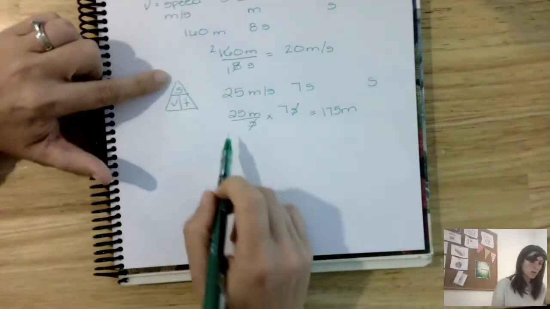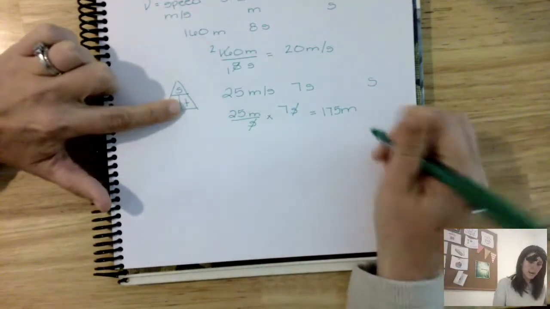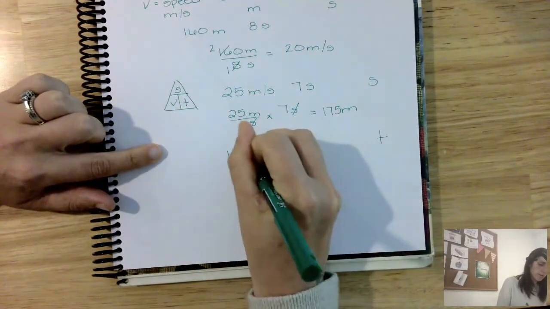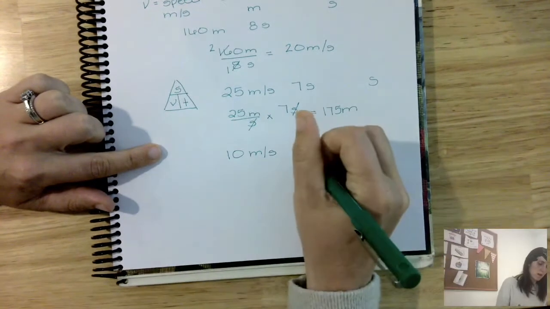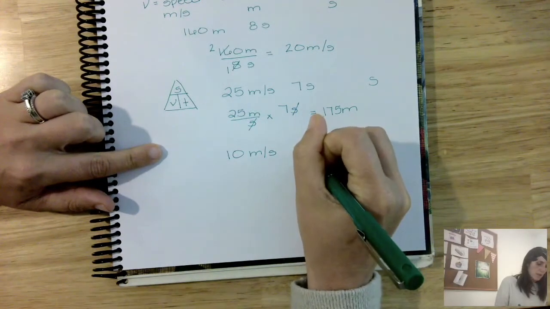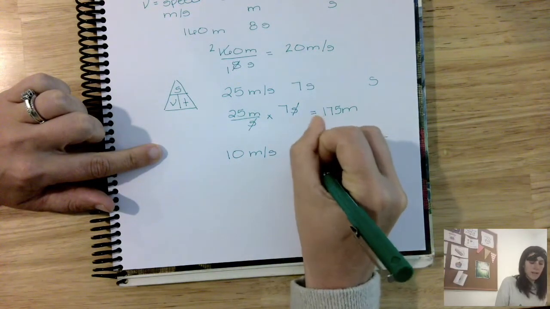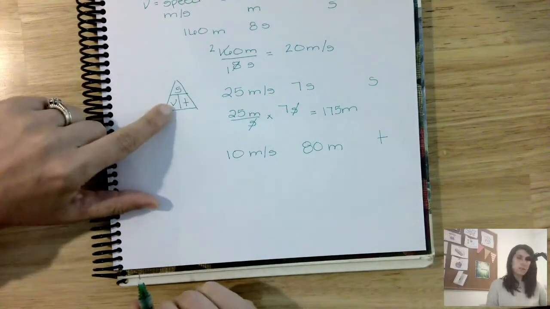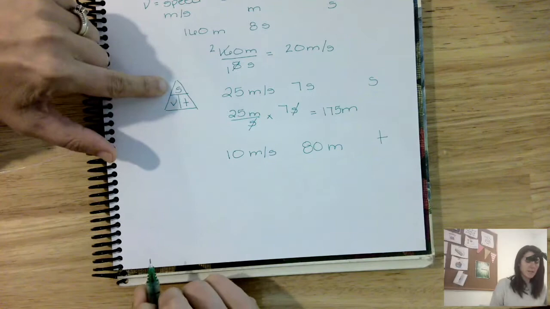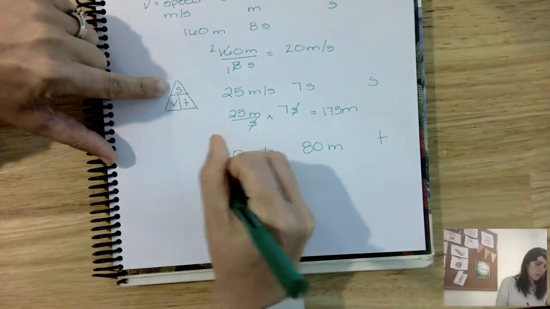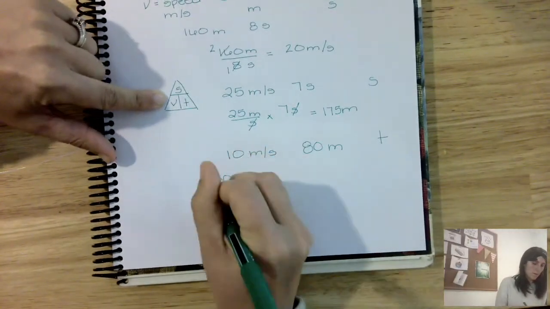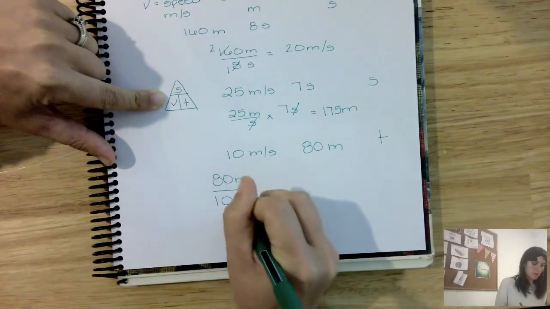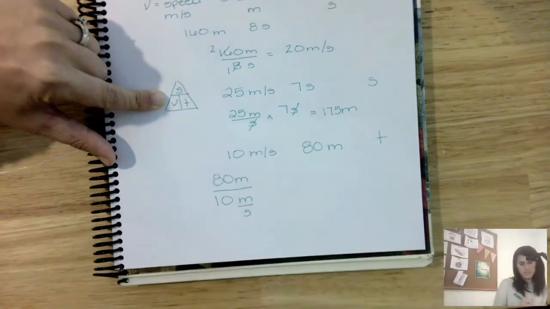Let's do one last problem using the triangle. This time I will solve for time. So let's say that I'm going 10 meters per second, and I travel that way for 80 meters. I'm going to solve this by dividing my distance, so that goes on the top, by my speed, that goes on the bottom, 10 meters per second.